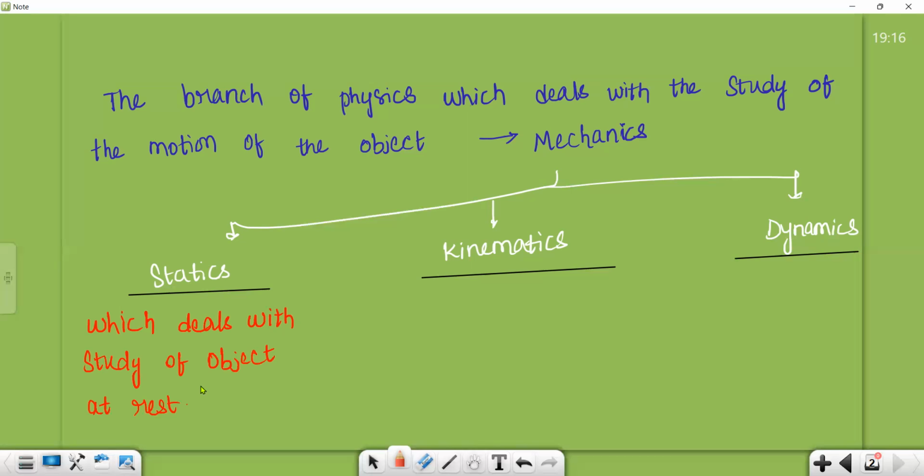Clear? Now the object is moving. From the rest position, the object is moving. That branch is called kinematics. So kinematics describes the motion. I said the object is moving, it can move in any way, like we are applying force or it is moving automatically, whatever the cause. Kinematics won't deal with the cause, it just deals with the motion of the object. So it describes the motion without going into the cause of motion. Understood?